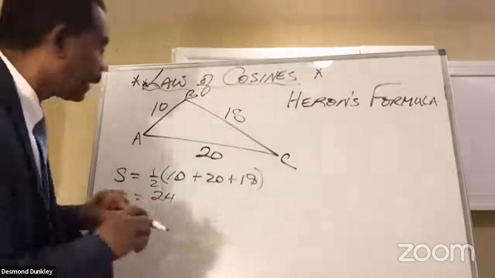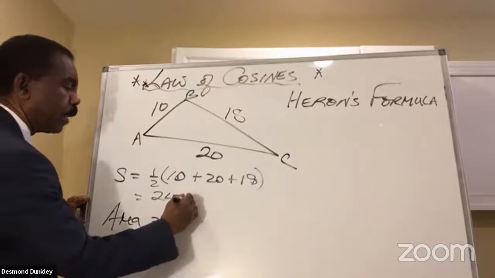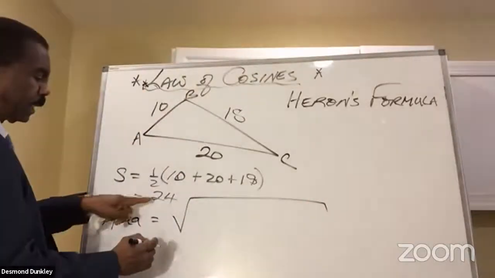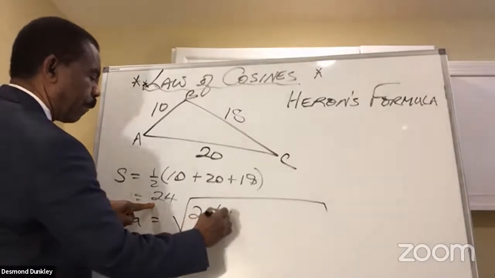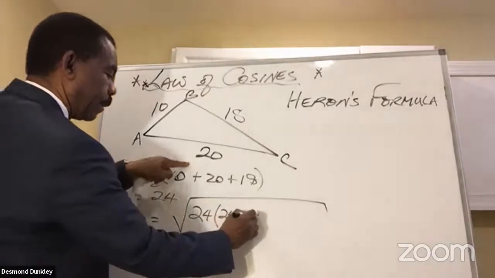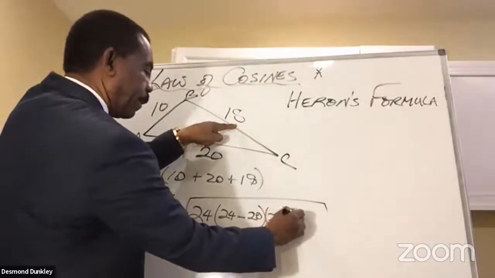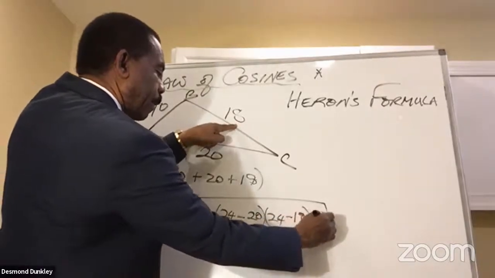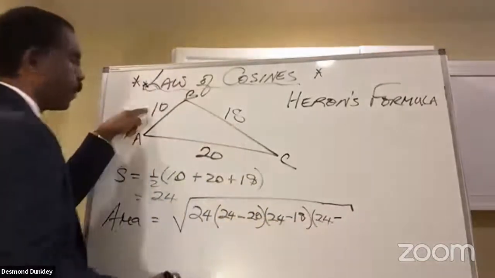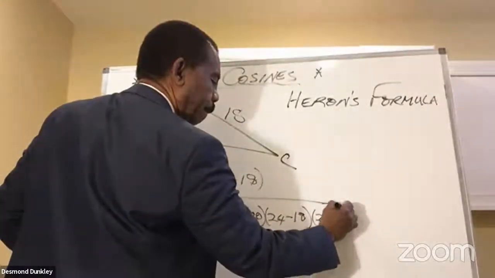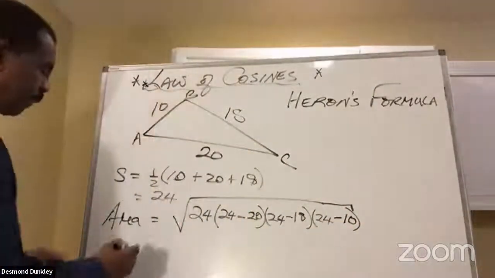And Heron's formula says that the area is equal to the square root of this number 24 times 24 minus 20 times 24 minus 18 times 24 minus the third side, which is 10. And if we simplify this, it gives us the area of the triangle.